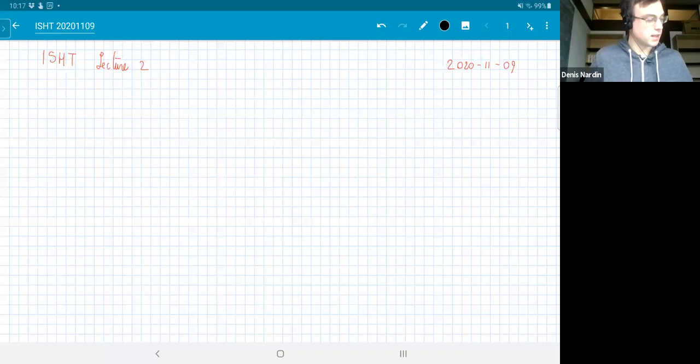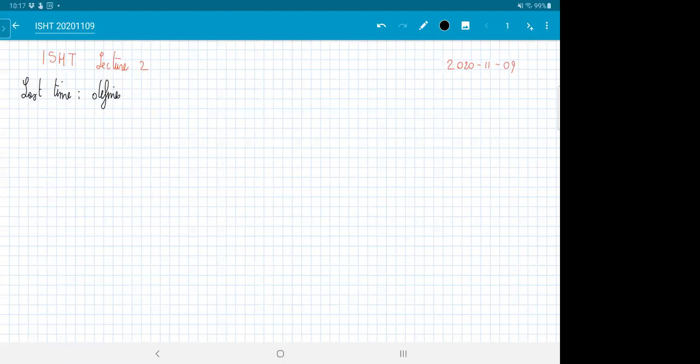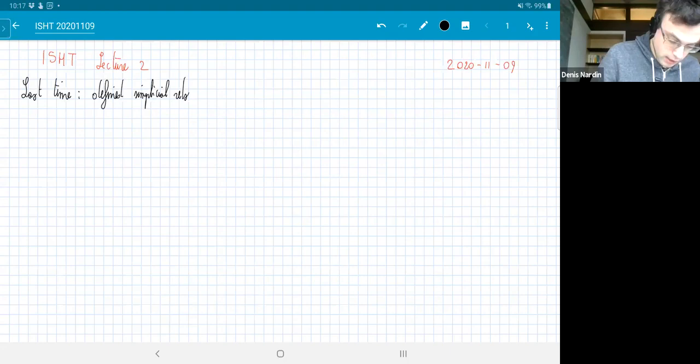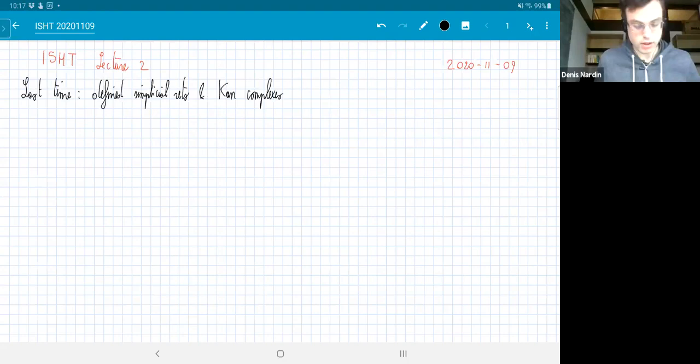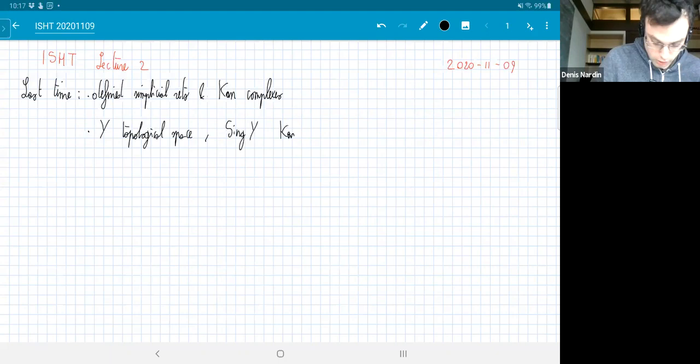So last time, we defined simplicial sets and Kan complexes. In particular, we saw a very important example of a Kan complex. So if Y is a topological space, we have a Kan complex Sing Y, whose n-simplices are the continuous maps from the topological n-simplex into Y.